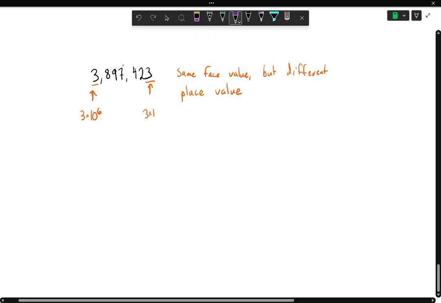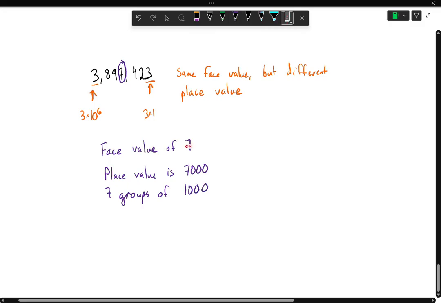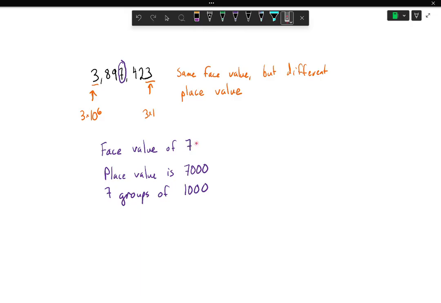Now we're going to focus in on this 7. It has a face value of 7, but its place value is 7,000. Or in other words, 7 groups of 1,000. I guess I should point out I always cross my 7s. It's not something you have to do. In fact, it probably isn't good to do in an elementary situation. It's just a habit for writing 7s on a whiteboard to make them more clear.